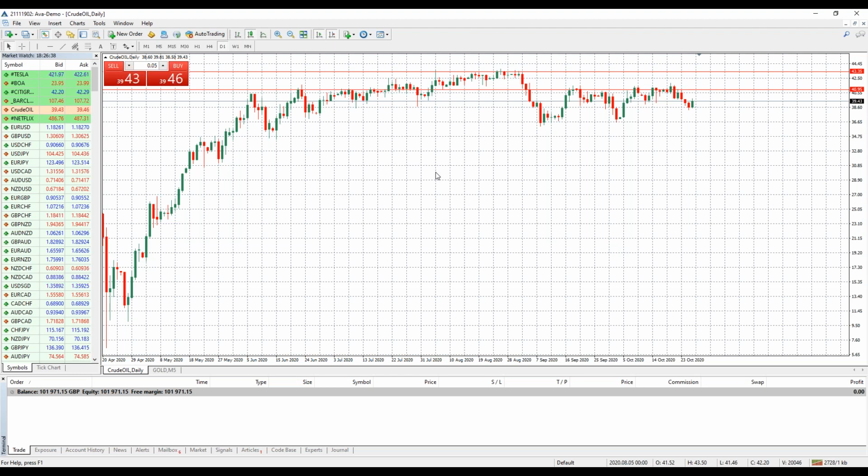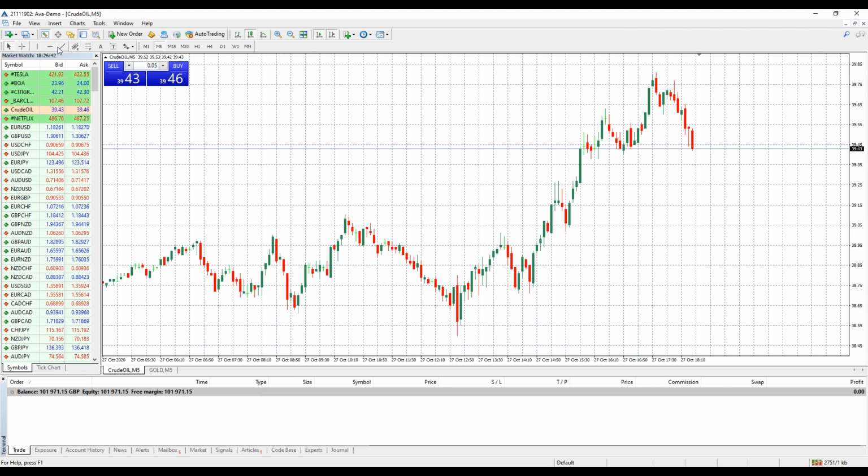Okay, so looking at crude oil, if we go to 5-minute candles, we see crude oil jumped.